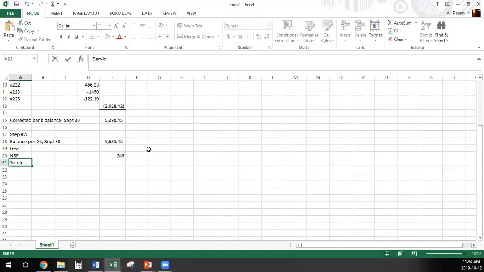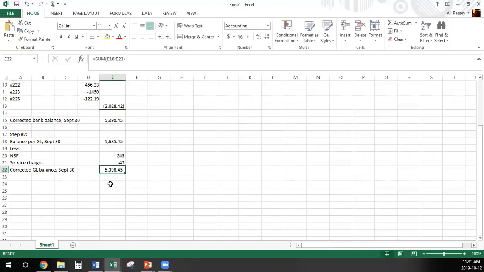We then need to adjust for any service charges. In this case, they got charged a $28 fee for that non-sufficient funds check. And they also had their regular monthly fee of $14. So together that's $42 of service charges that we would need to remove from the GL balance. There was nothing else listed as something that needs to be adjusted for. So this gets us to our corrected GL balance at September 30th.